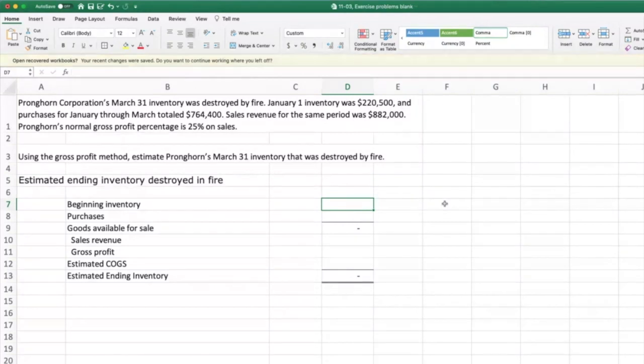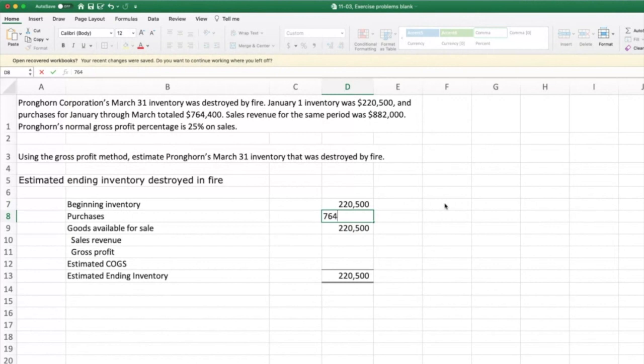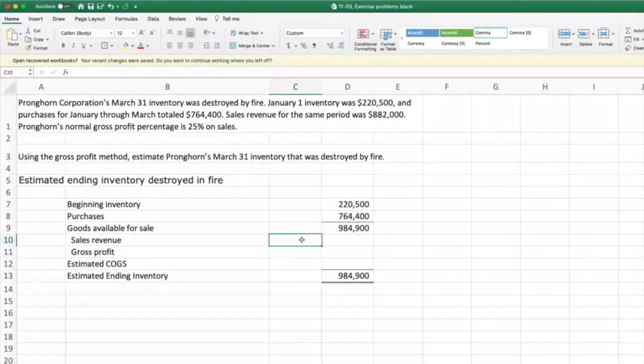So our beginning inventory was $220,500. Our purchases were $764,400, which gives us goods available for sale of $984,900. Now, I want to calculate my sales revenue. My sales were $882,000. My gross profit is typically 25% of that.